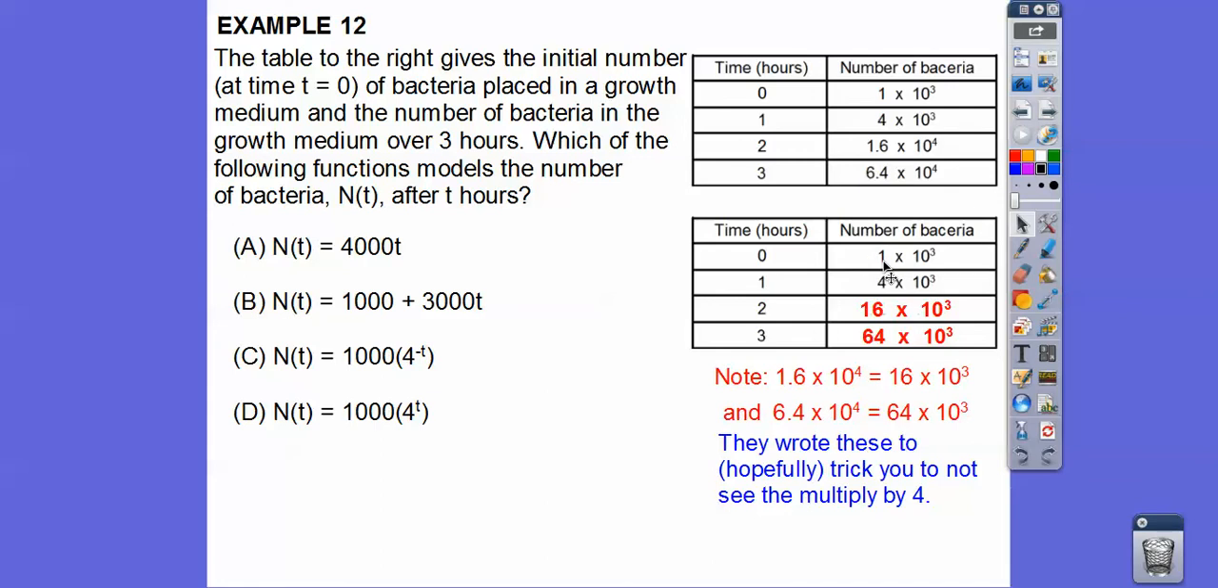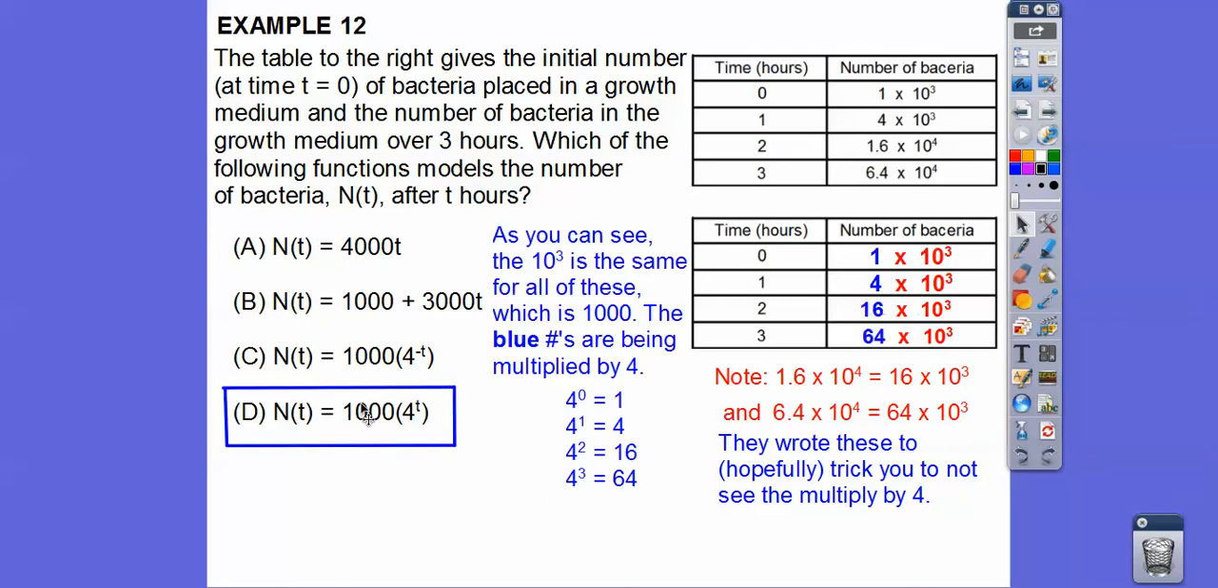Look, 1 times 4 is 4. 4 times 4 is 16. 16 times 4 is 64. So when it's a multiple of 4, that is 4 to the power right there. Okay, and this 10 to the third is our 1,000. 10 to the third is that 1,000 right there. So we get 1,000 times 4 to the t power right there.